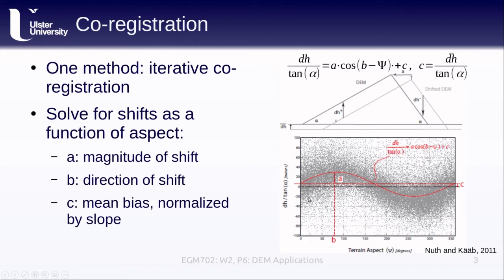If we plot the aspect of our pixels versus the elevation difference normalized by the slope, you can see that there's a very clear sinusoidal pattern as a result of these different translations, and you can see what the different parameters look like on the actual graph here. We go through and iteratively solve this. We solve the first difference between the DEMs. We translate the DEMs based on the shifts that we calculate. We then try it again and see what the elevation difference looks like as a function of aspect, and we keep going until we don't see any aspect dependence on our elevation difference.